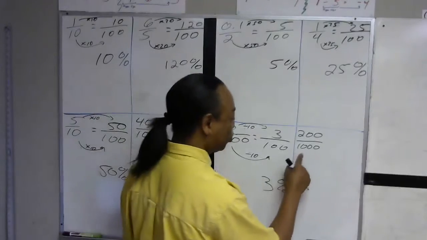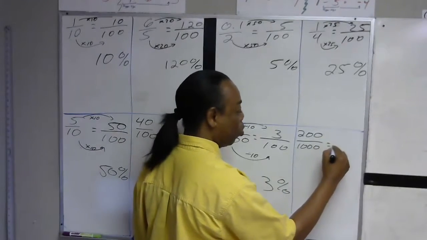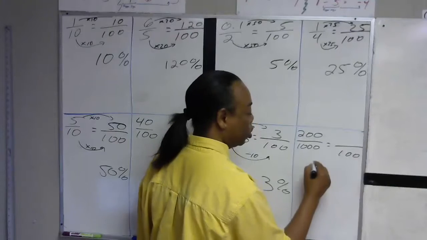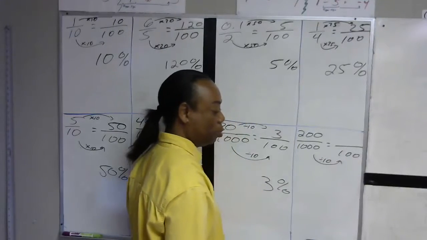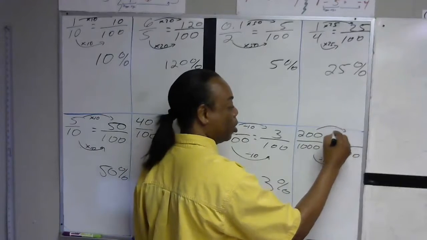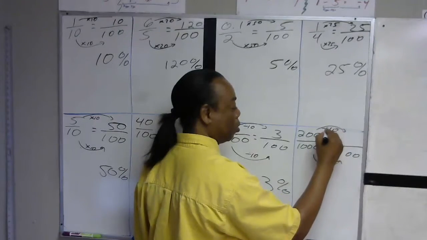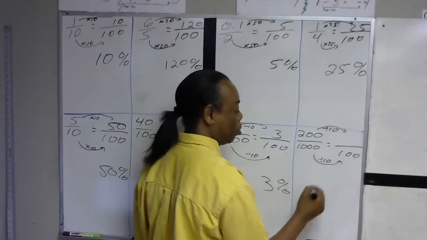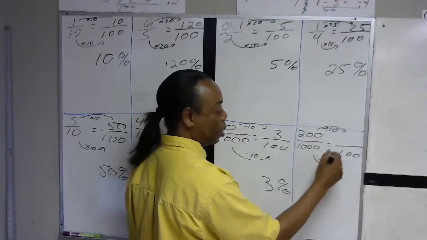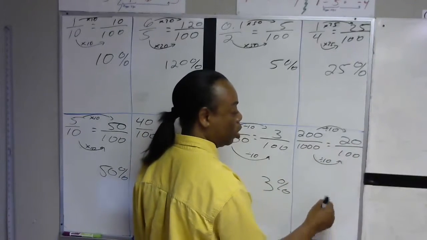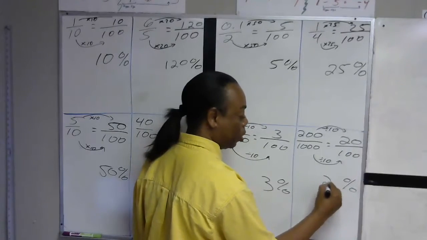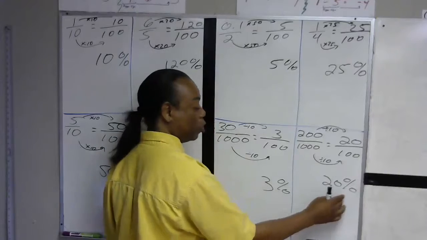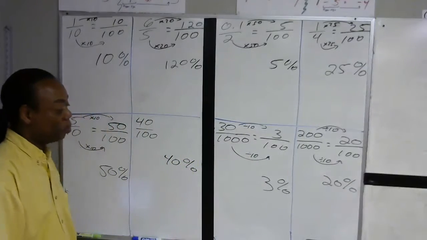And next, we have 1,000 here. We want that to be 100. So we need a divider. We need to divide this by 10. We'll do the same thing in the numerator. We're going to divide by 10 here. And 200 divided by 10 is 20. So the 100 is represented by the percentage, and the 20 goes in front. So 20 over 100 is 20%.